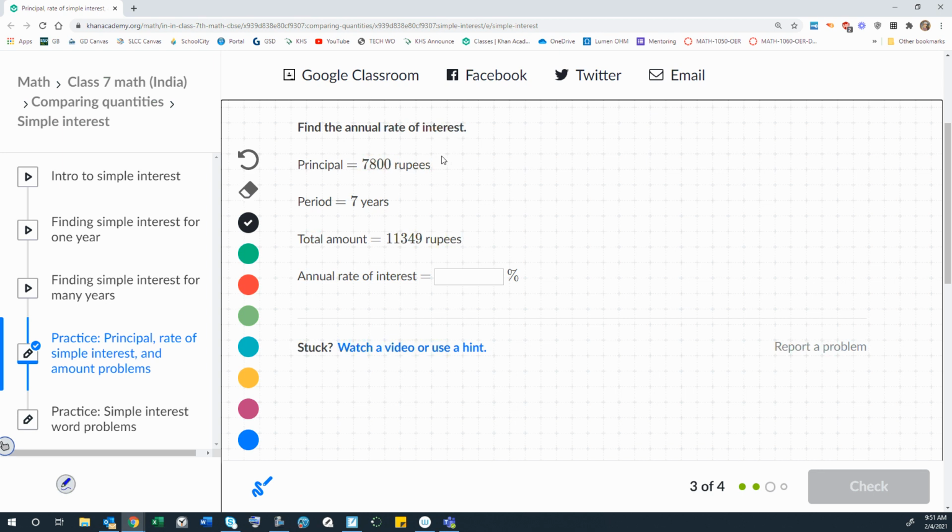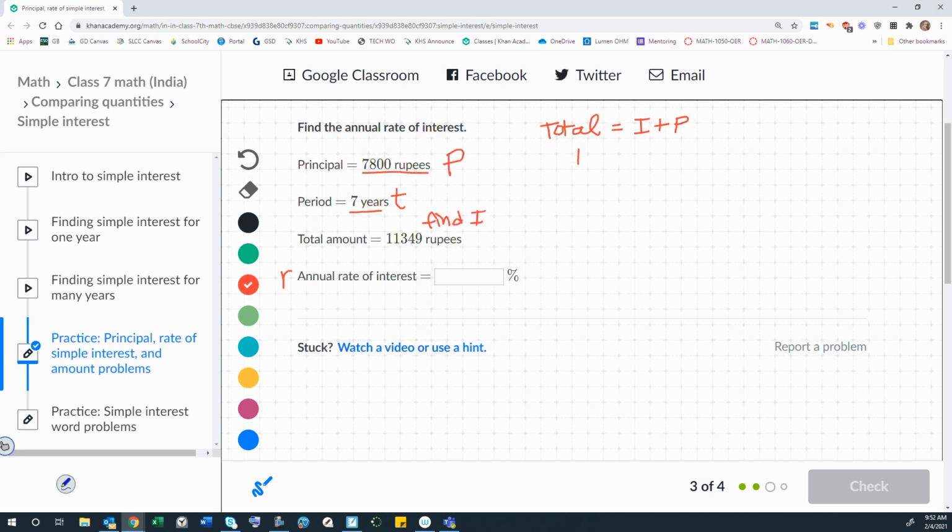So we have the principal. This is the principal. This one's the time. This one's the total. Here's the rate. That's what we're trying to find. So for the total amount, remember it's interest plus principal. So we need to find the interest. We don't know the interest, we just need to find the rate of interest, but first we have to find the interest. So find I first.